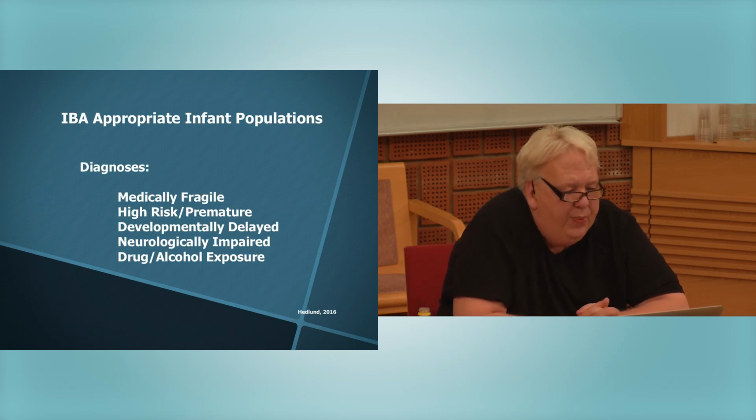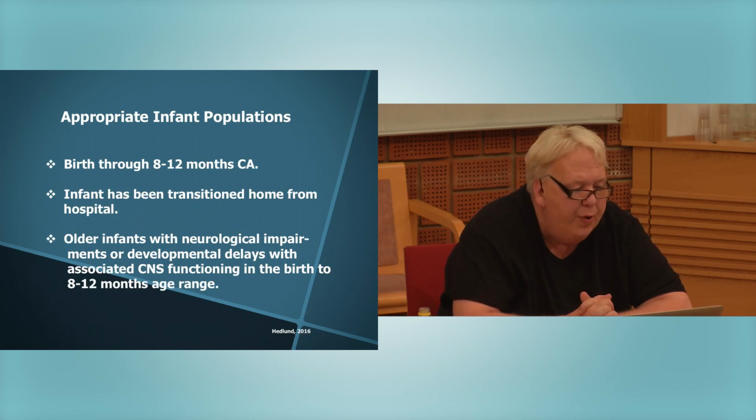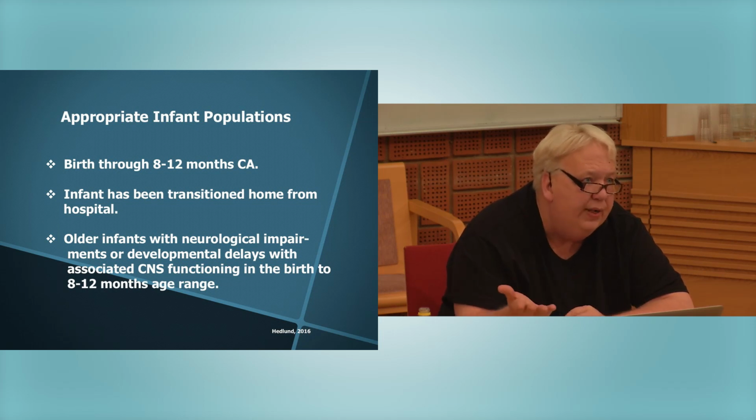So the IBA appropriate infant populations: the medically fragile population, high-risk premature, developmentally delayed, neurologically impaired, drug and alcohol exposure. Appropriate population, again, birth through 8 to 12 months corrected age. The infant has been transitioned home from the hospital, and older infants with any kind of neurological impairments or developmental delays with associated CNS functioning in the birth to 8 to 12 months age range. So we have utilized this with infants 2 to 3 years of age who are functioning still at about like 8 to 12 months of age.